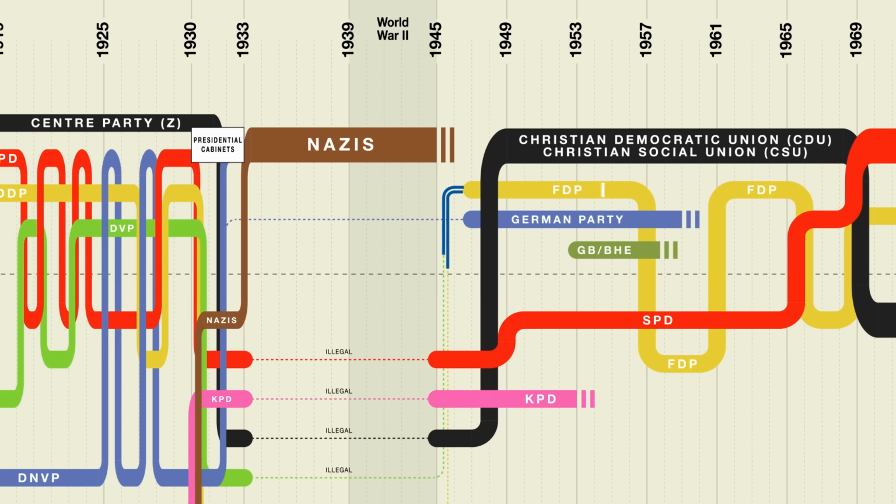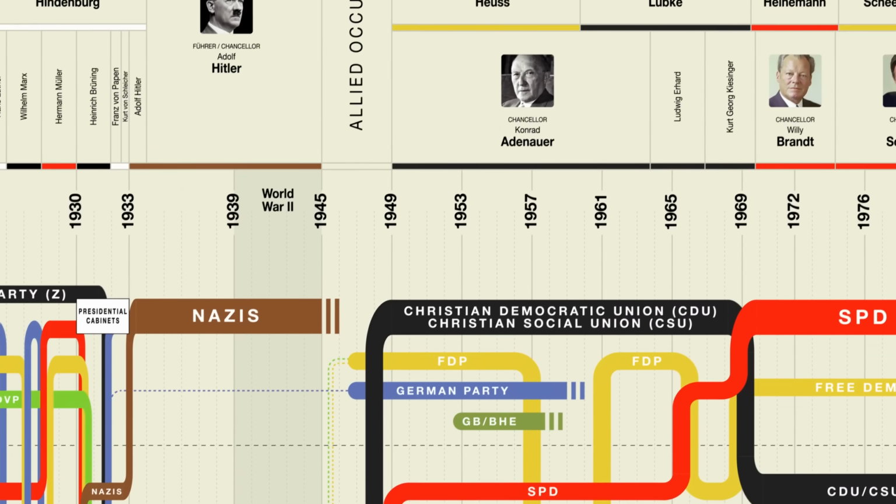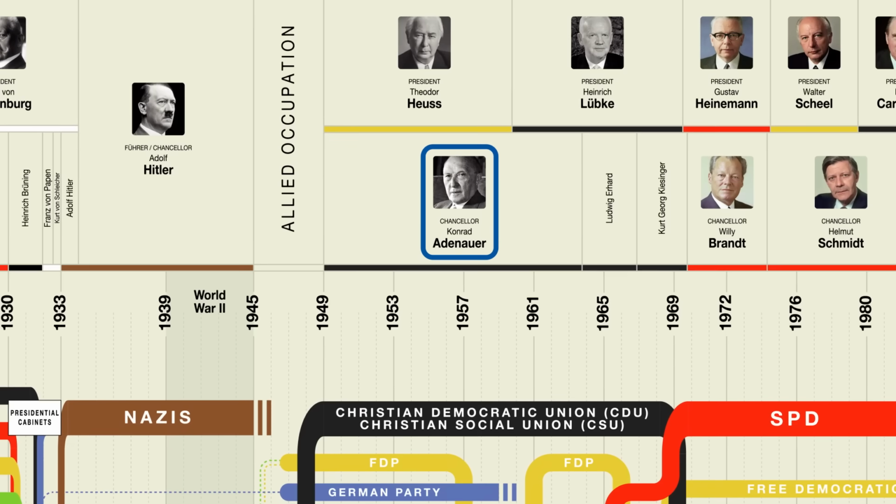It had been created by former members of both the DVP as well as the DDP. The other was the German Party, which was a monarchist party made up primarily of former DNVP members. It eventually dissolved in 1961. In 1949, Konrad Adenauer, being that he was the leader of the CDU, which was the largest party in the Bundestag, thus became West Germany's first chancellor.